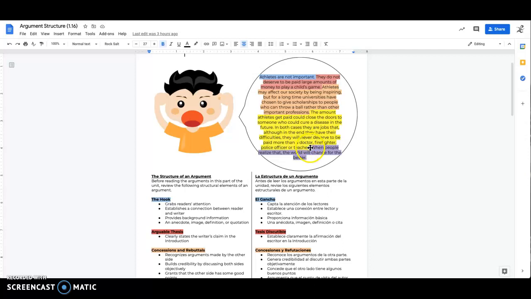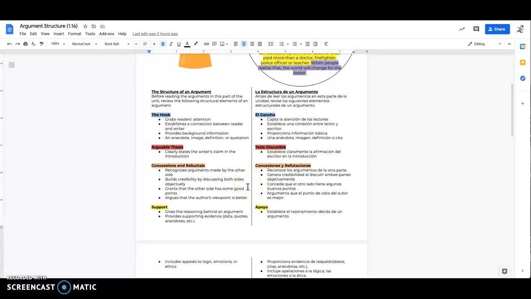So up here we have that in yellow. The amount athletes get paid could close the doors to someone who could cure a disease in the future. In both cases, they are jobs that, although in the end they have their difficulties, they will never deserve to be paid more than a doctor, firefighter, police officer, or teacher. So this person is supporting their argument by saying that people with these professions are contributing something to society that athletes do not, and therefore athletes do not deserve the money, these other people do.